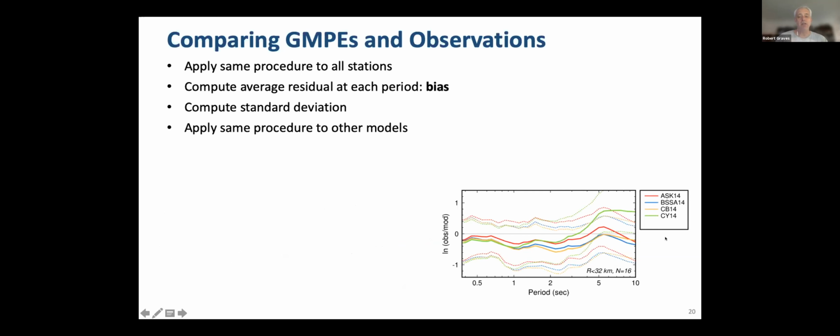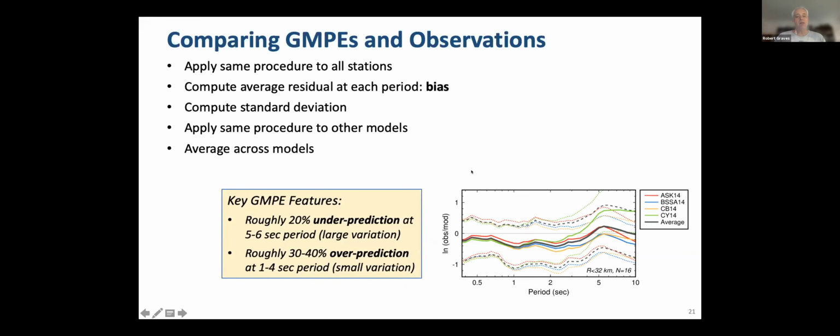We can apply that to other models, in this case 3 additional NGA West 2 models, and now those are all plotted on the same curve. We can additionally average across the models to get a better idea of how the average model responds. Now there are some key features that we can pull out from these ground motion prediction equations.